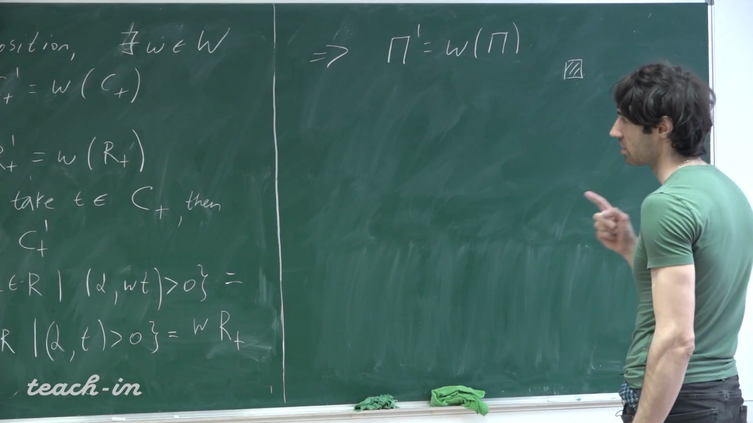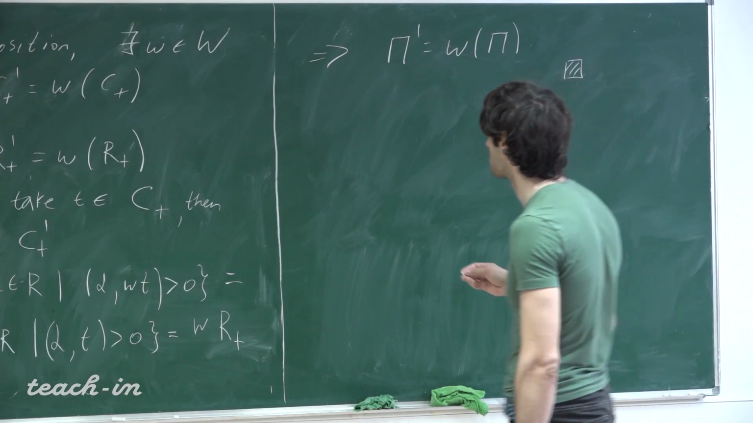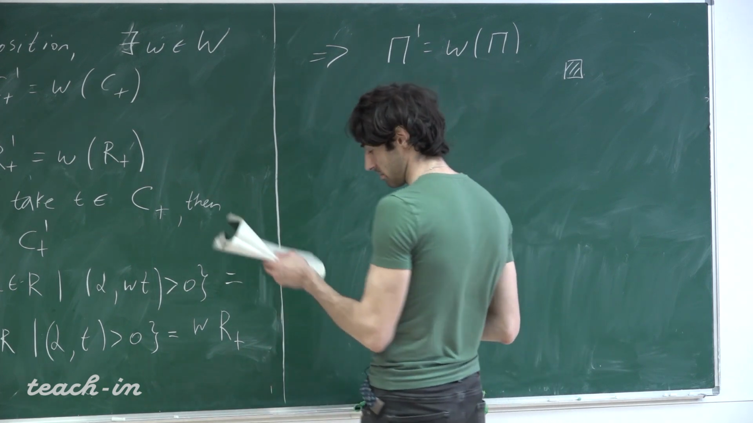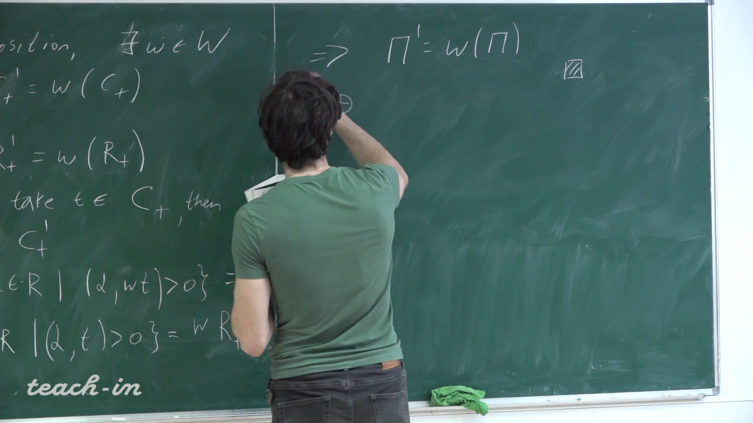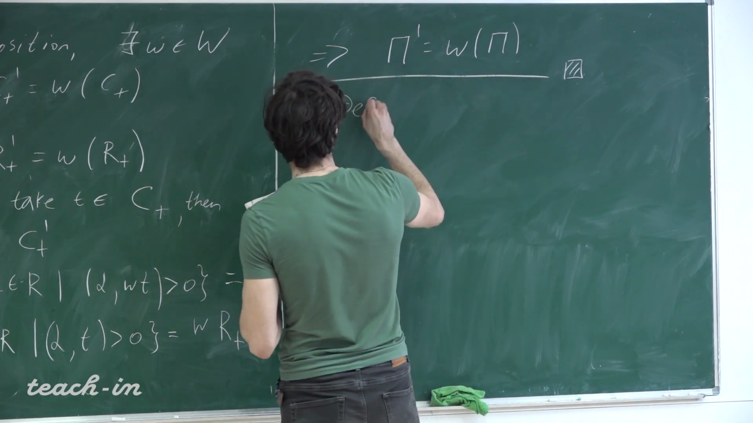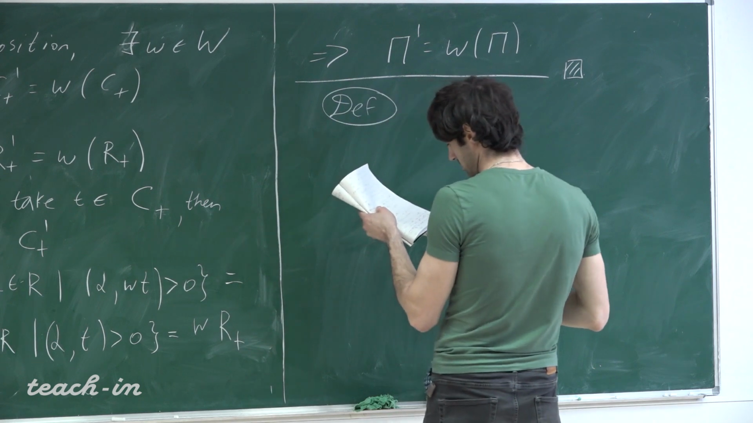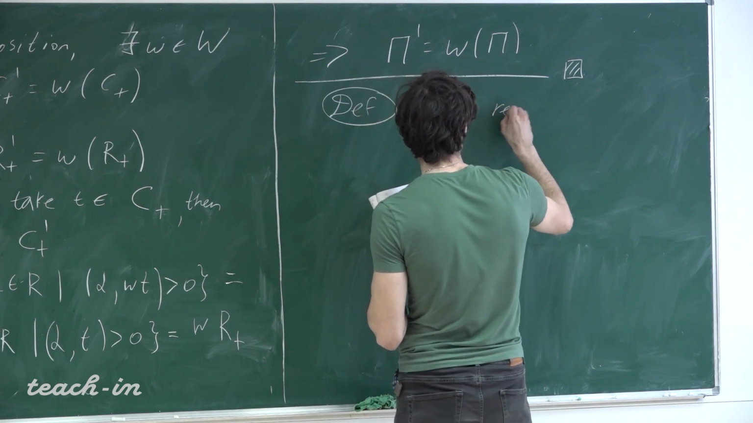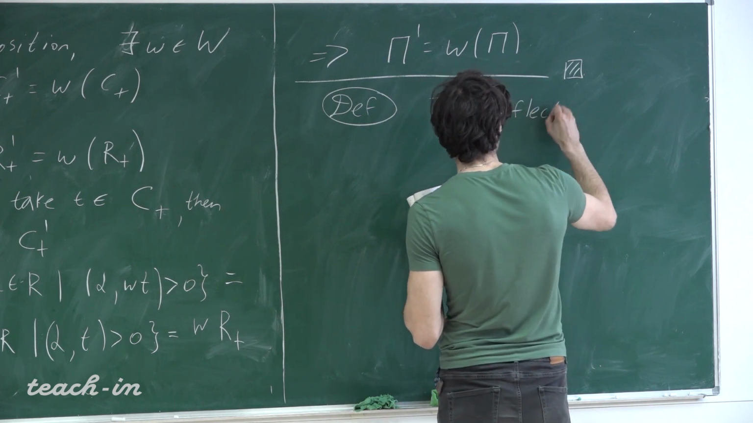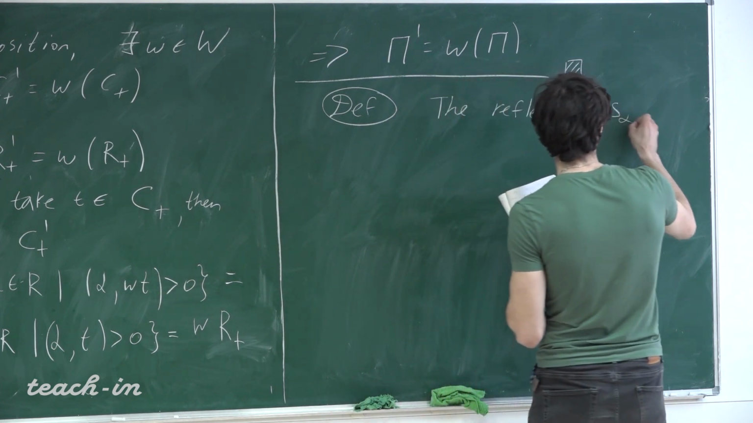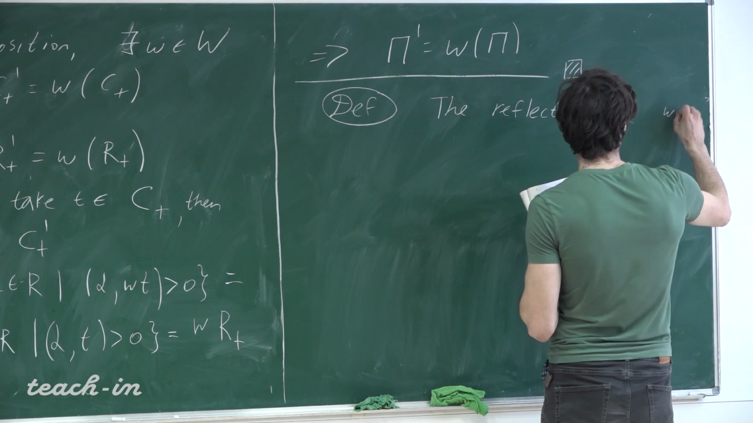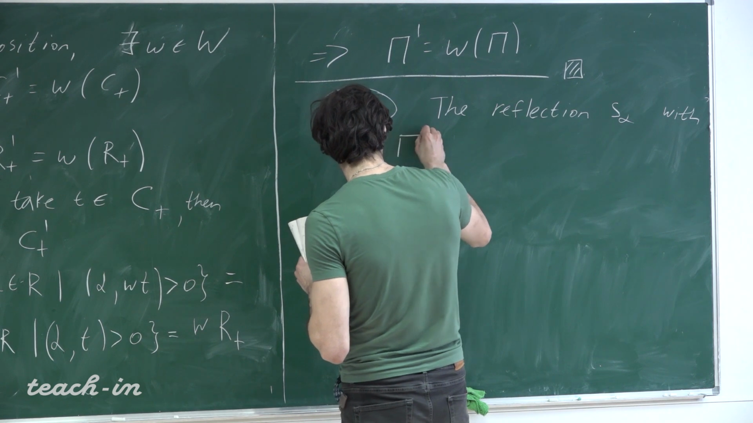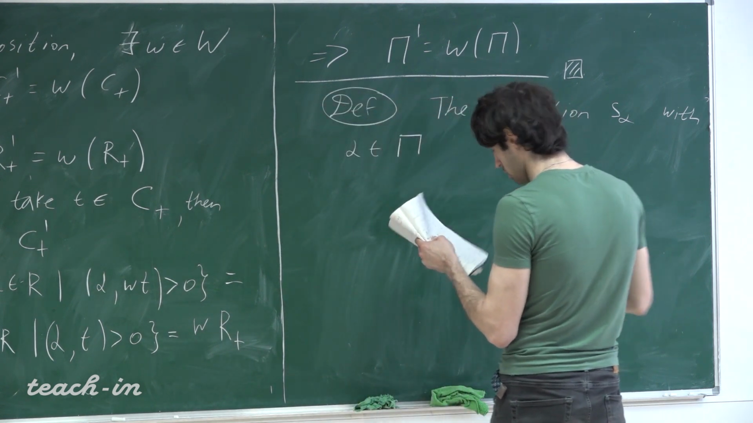So next important thing that we need to discuss is simple reflections. So by definition, the reflection S alpha corresponding to simple root is called simple.